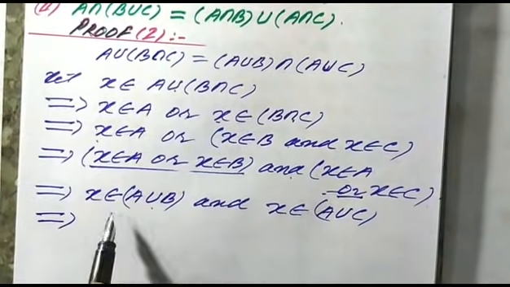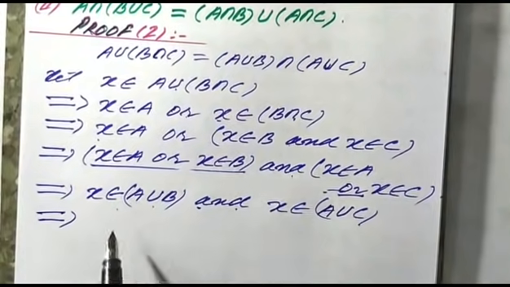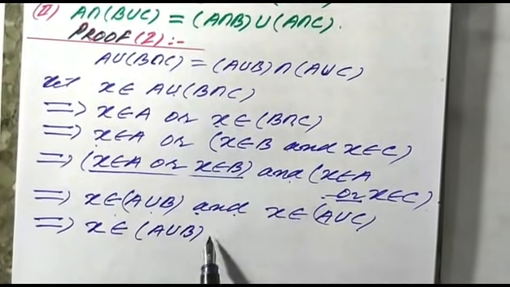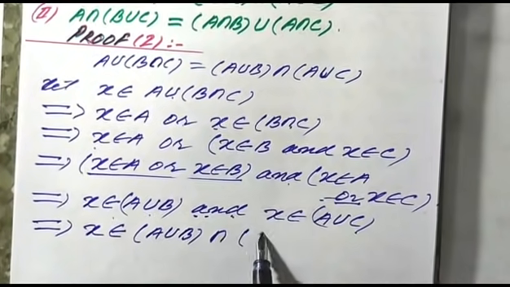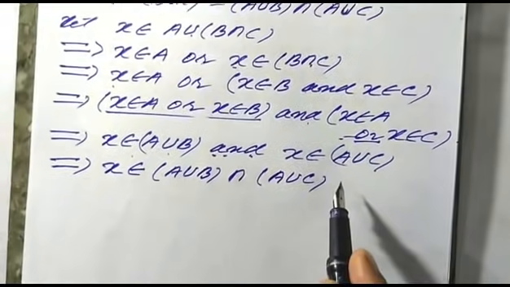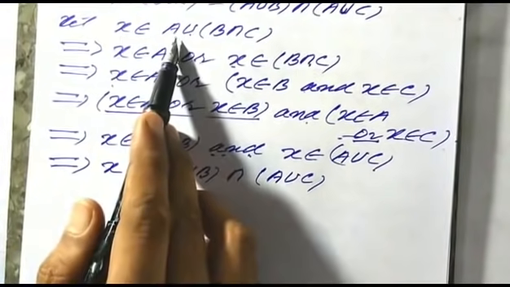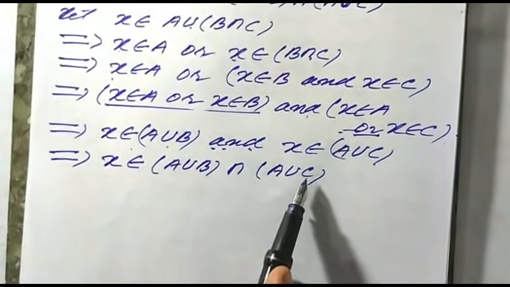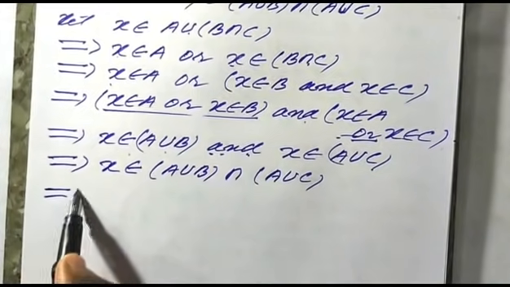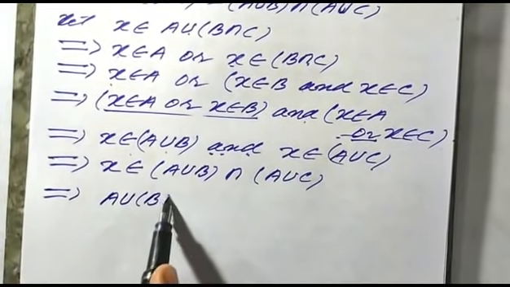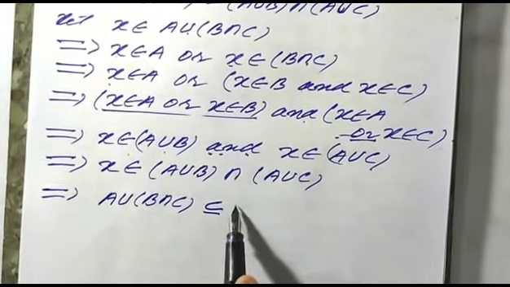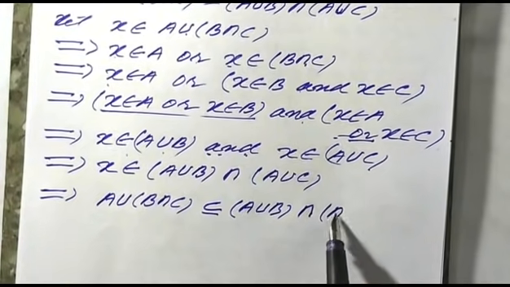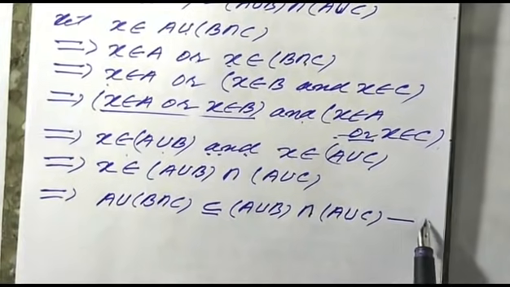It implies that, now these two statements are connected with AND, so they may be written as X belongs to parenthesis A union B, intersection for AND, parenthesis A union C. So we have taken an arbitrary element X from A union parenthesis B intersection C, and we have proved that X belongs to A union B intersection A union C. It means A union B intersection C is a subset of parenthesis A union B intersection parenthesis A union C. Let it be equation number 1.